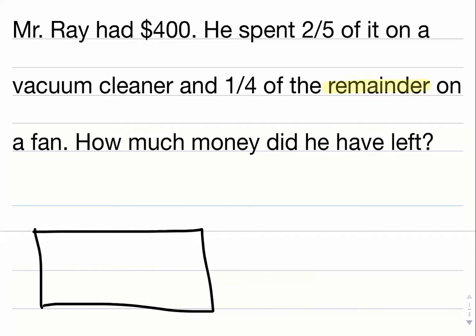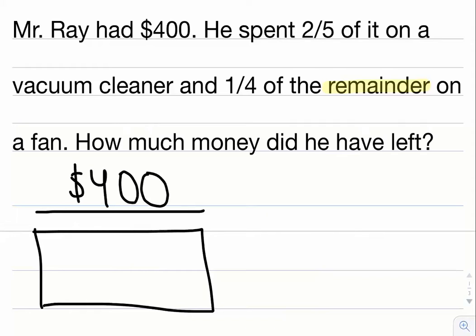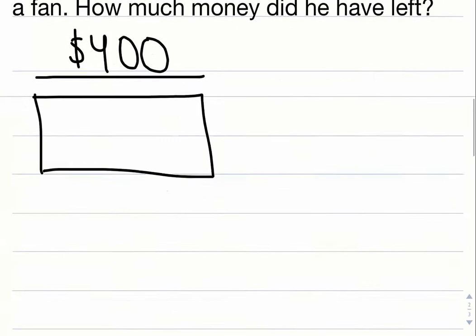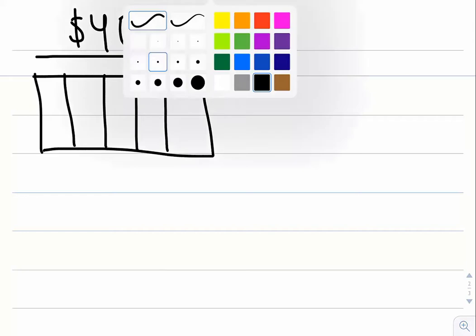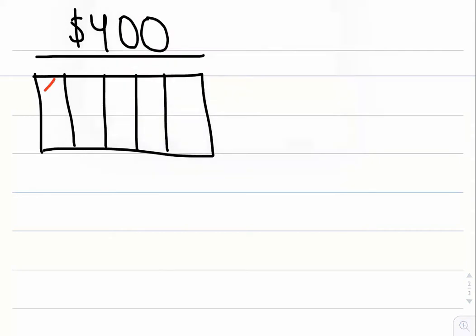The first sentence tells us that Mr. Ray had $400, which lets us know that this entire box here represents the value of 400. He spent 2/5 of it on a vacuum cleaner. Means he spent 2/5 of the 400 on a vacuum cleaner. To show this, we will divide this up into 5 parts. 5 because that's the denominator of our fraction. And we are going to color in 2 of these parts to represent the vacuum cleaner that he purchased.